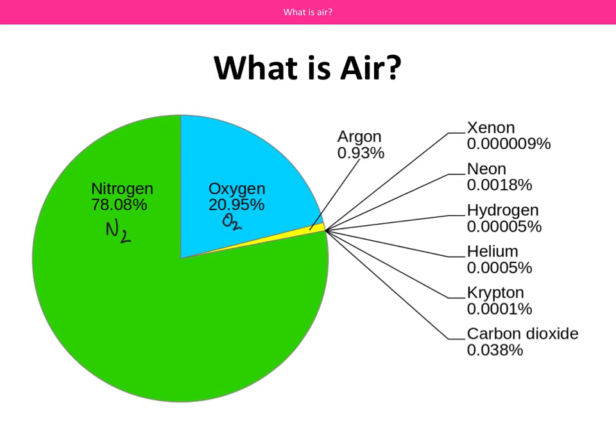And then the remainder, which is a very small amount, less than 1%, is the element argon, the element xenon, the element neon, the element hydrogen, the element helium, the element krypton, and then finally the compound carbon dioxide. So we could actually put all the symbols for those too. Argon would just be Ar, xenon is Xe, neon is Ne, hydrogen we know is H2, helium would be just He, krypton would be just Kr, and then carbon dioxide we know now is CO2. So air is a mixture of elements and compounds.